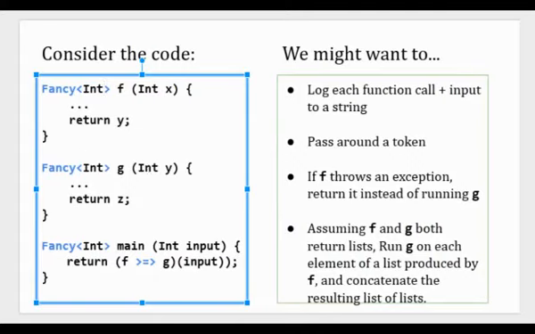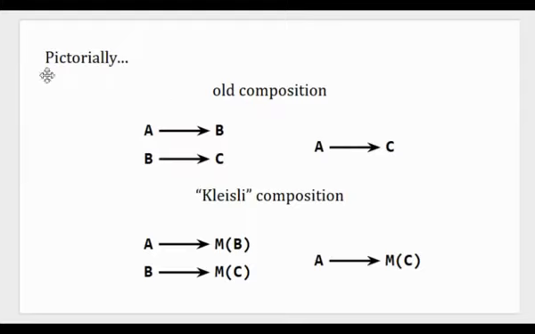This also turns out to be a monad. So pictorially, what's going on is we're just overloading function composition. We're taking old composition, which used to look like this, taking a function from A to B and a function from B to C, and composing them to get a function from A to C. We're replacing that with this new thing called Kleisli composition, which takes an A to an embellished B, and a B to an embellished C, and returns an A to an embellished C.